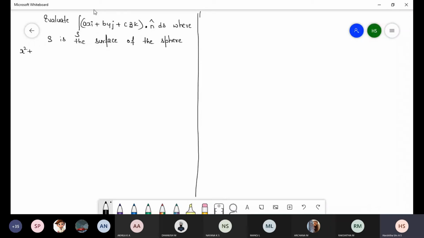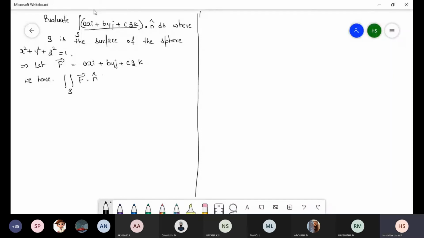x square plus y square plus z square is equal to 1. Here clearly we come to know that this term indicates the vector f. So let vector f is equal to aXi plus bYj plus cZk. We have to write the Gauss divergence formula here.